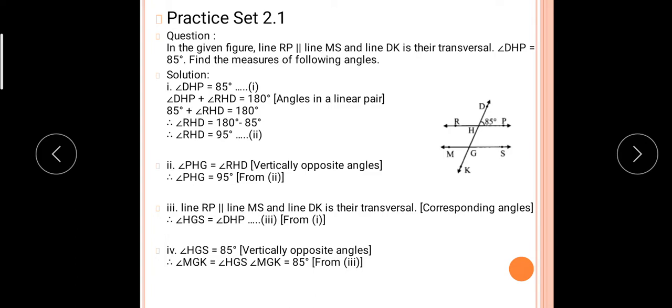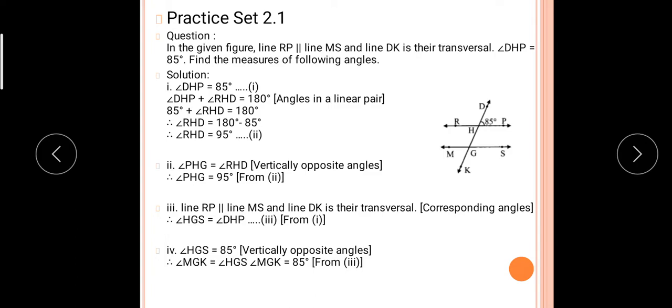Very simple students. This too we learned in earlier classes. DHP angle plus DHR angle, both angles are a linear pair, and therefore the addition of these two angles is equal to 180. Now this DHP angle is given as 85 degrees. Therefore angle DHR, or RHD, is equal to 180 minus 85, equal to 95.